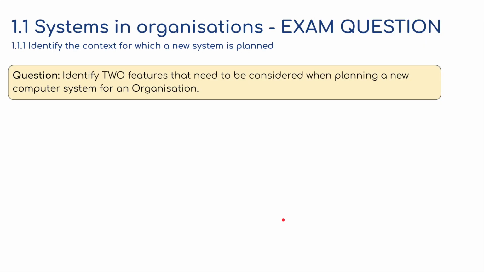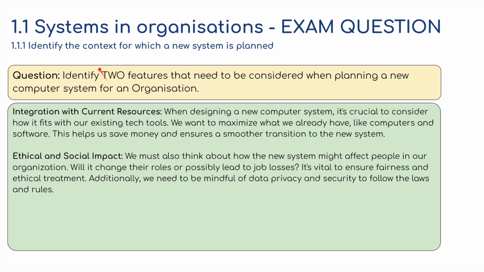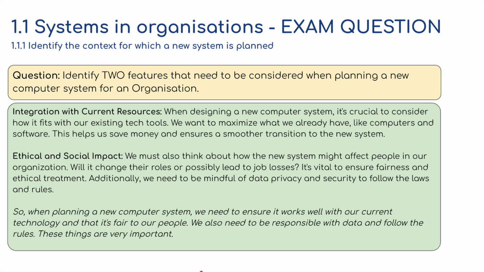So here's an example, just a question from the very first topic, standard level and higher level. Identify two features that need to be considered when planning a new computer system for an organization. Now, the length and depth I would expect for this is going to be something like this. Two features: integration with current resources. Again, we're explaining that. And ethical and social impact. Okay. And then finally, we're looking to draw some kind of conclusion to summarize what we've written. Here are the 2 points. This explains the 2 points. And this is showing our understanding relating back to the question.